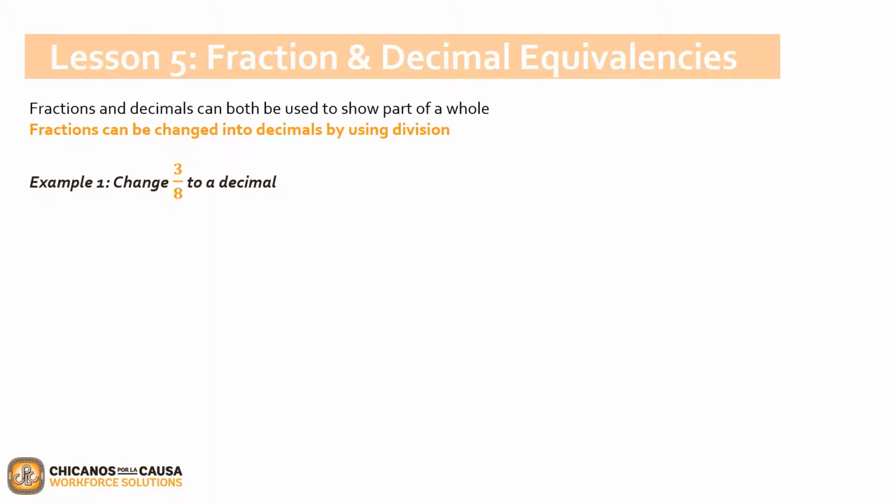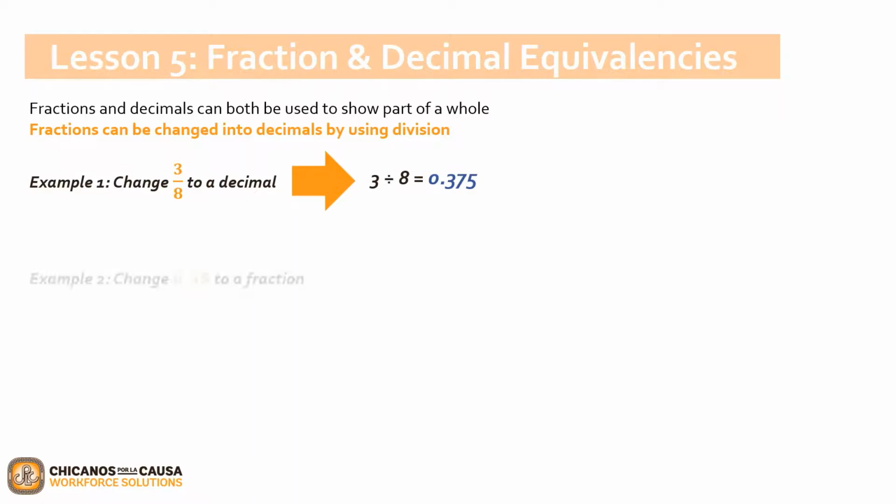So remember when I said prior that fractions are really just like looking at a division problem, in the sense that you are going to divide the numerator by the denominator, which is exactly what we're going to do in this problem. So if we divide 3 by 8, that gives us an answer of 0.375.